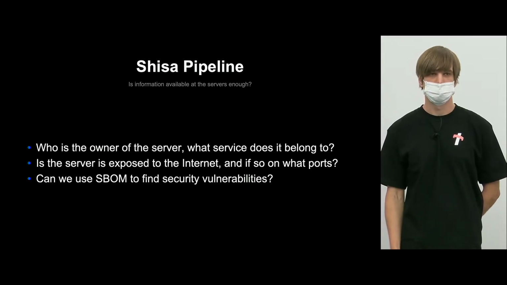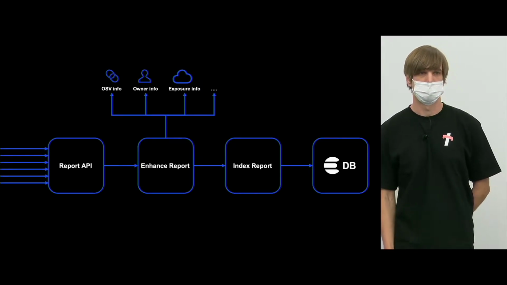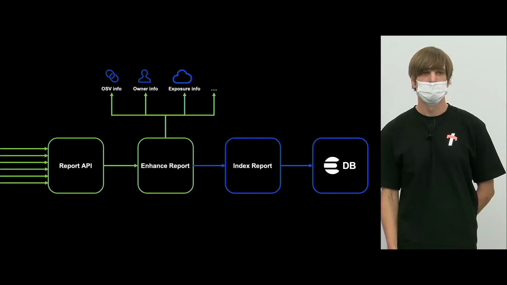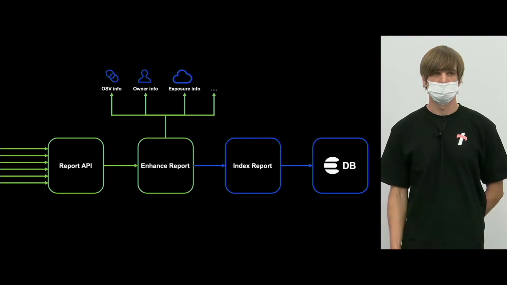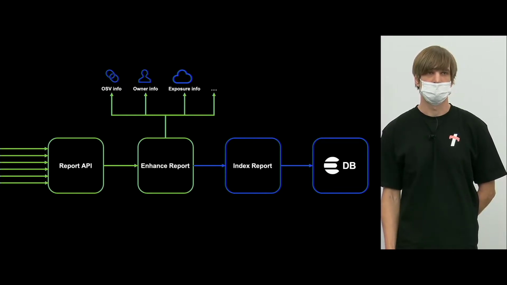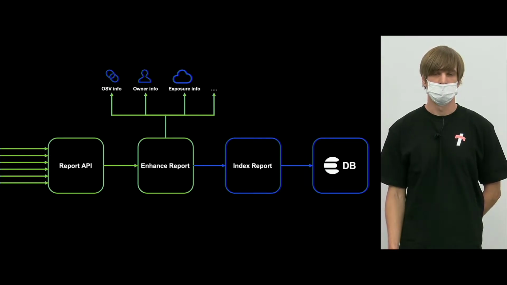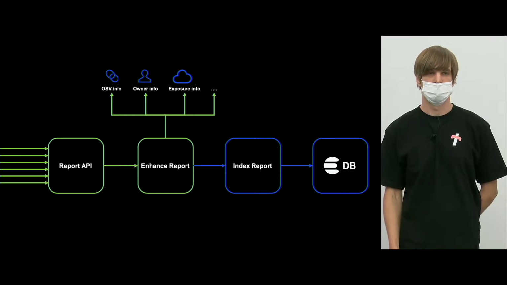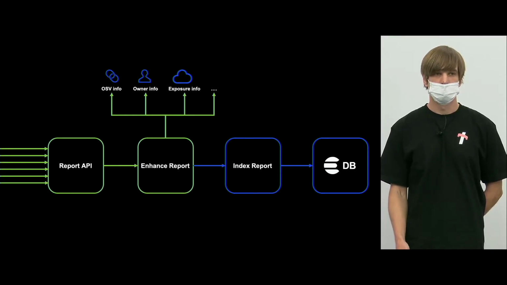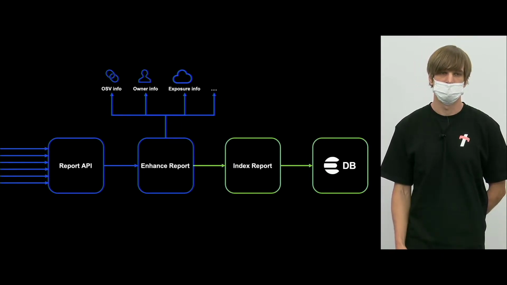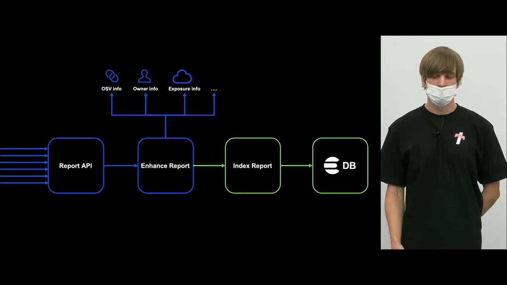And what does the Shisa pipeline look like? Well, here is a very simplified picture. We get the reports from the script in here, and then we start to enhance the report with various external resources, like whether the server is exposed to the internet, who the owners are, and the open source vulnerability information. This enhanced report is then saved to a database. In our case, we use Elasticsearch because it's very convenient. And then the report saved in the DB is displayed on the dashboard.